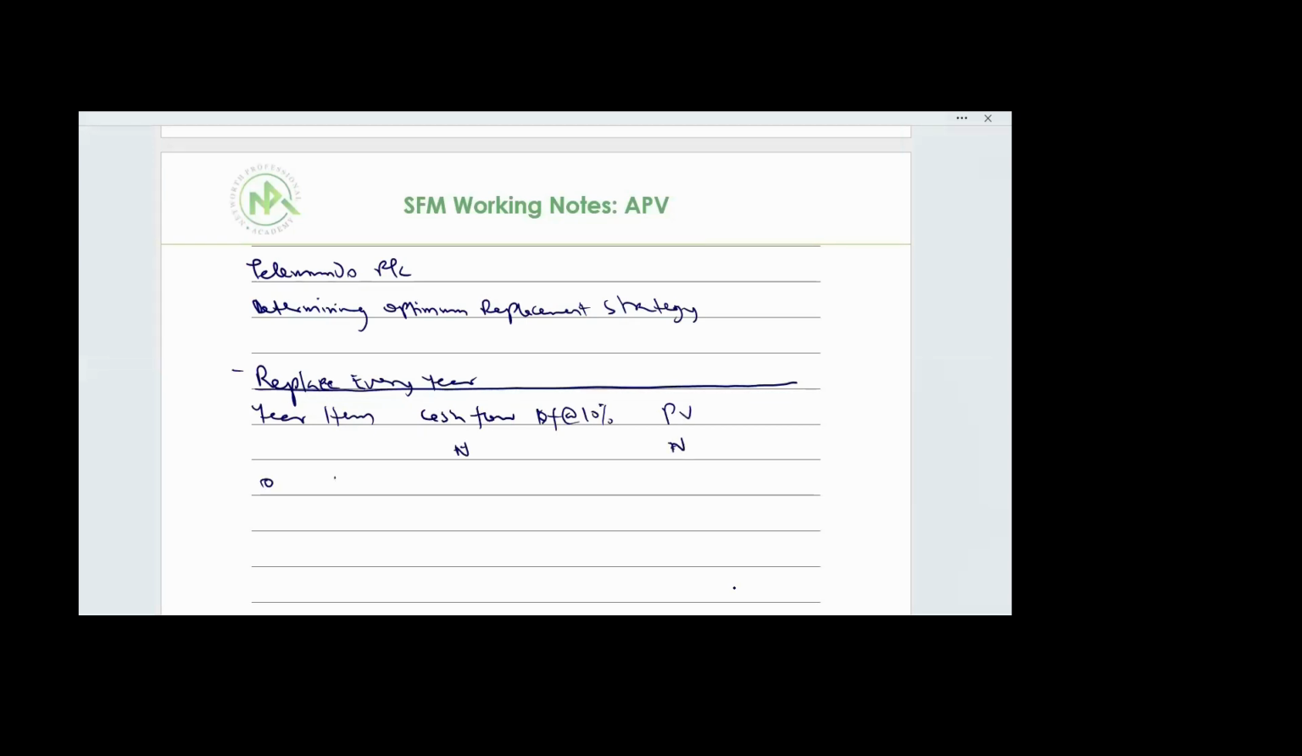Year zero, initial cost of the assets. Let's go back to the question. How much is the initial cost of the assets? We are told in the paragraph after the table that annual running costs are independent of the number of Samba produced. The directors wish to continue their present policy of always buying new machines at a price of 60,000 naira each. Therefore, the initial cost of the machine is 60,000.